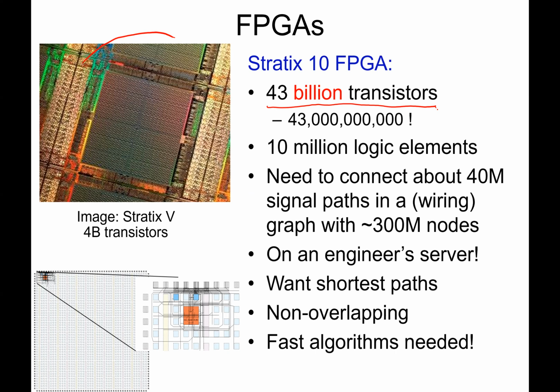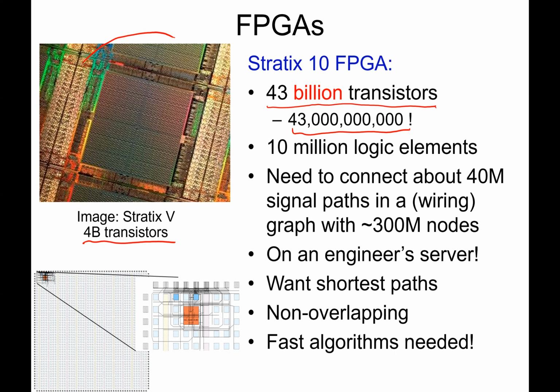It's 43 billion transistors. Okay, so this one's already complicated enough, 4 billion. Now it's up to 43 billion. I wrote out the numbers because we just lose perspective on how many transistors that is. Okay, so those form 10 million logic elements, basically little lookup tables and a bunch of other stuff.